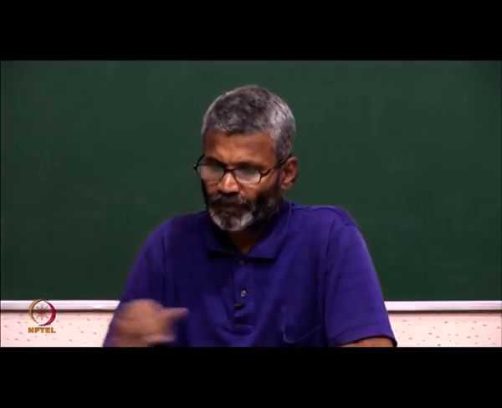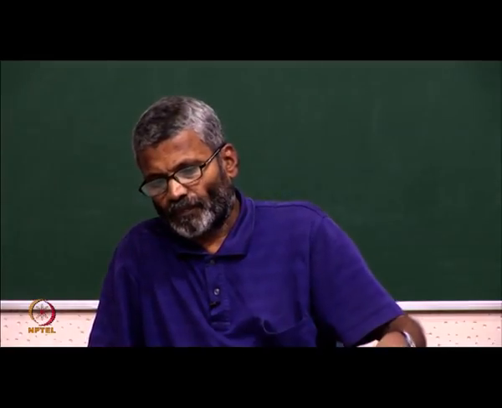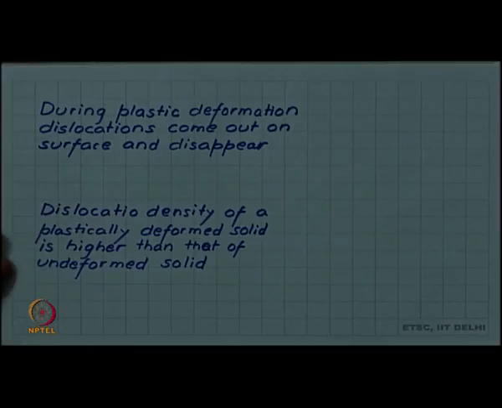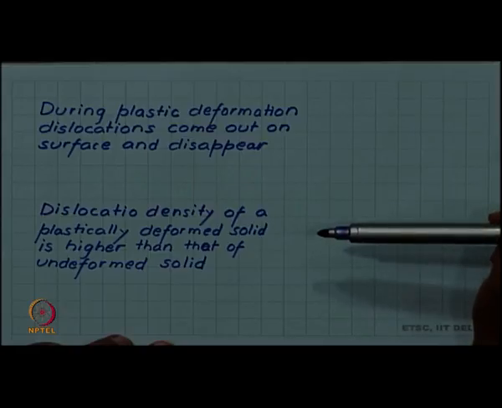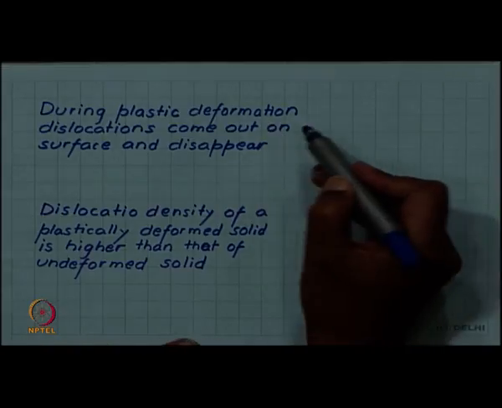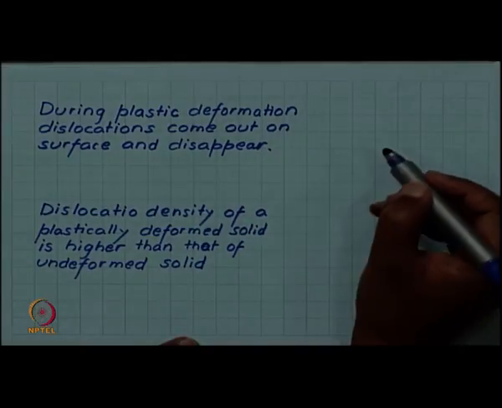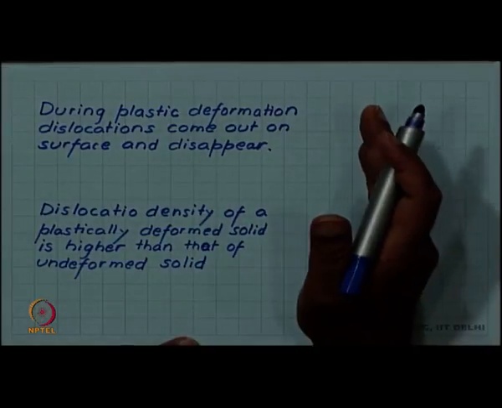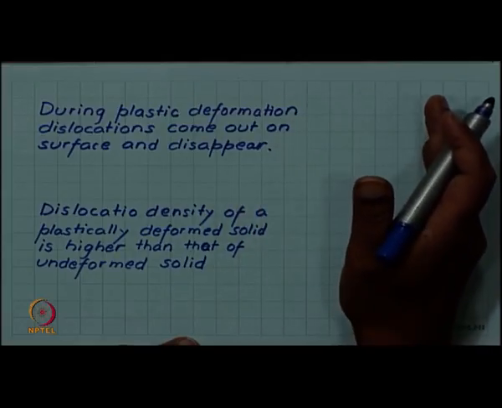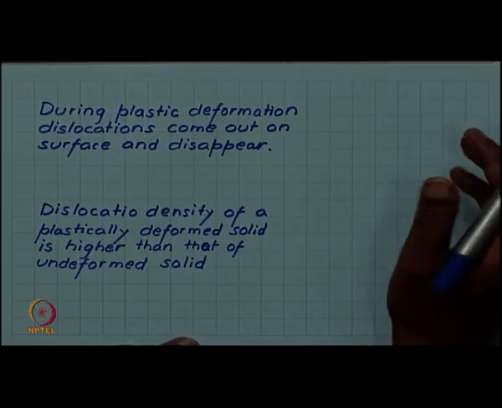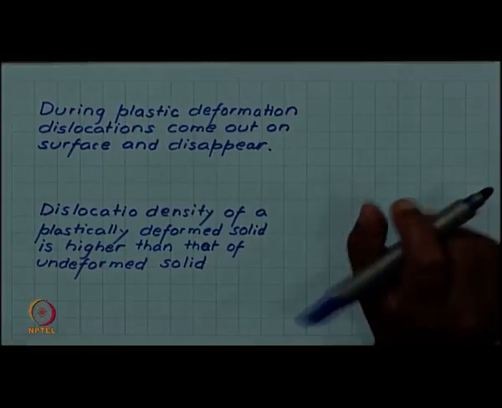In the last video, we saw a sort of contradiction regarding the behavior of dislocation during plastic deformation. During plastic deformation, dislocations come out on the surface and disappear. We saw that when a single dislocation sweeps the entire slip plane and comes out of the crystal, it creates a step of Burgers vector b.